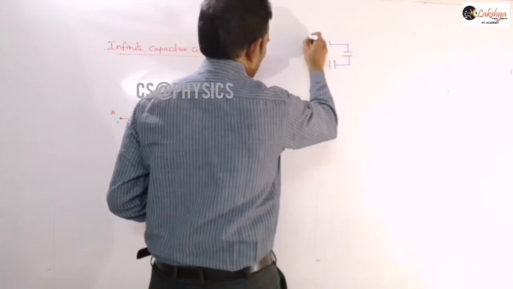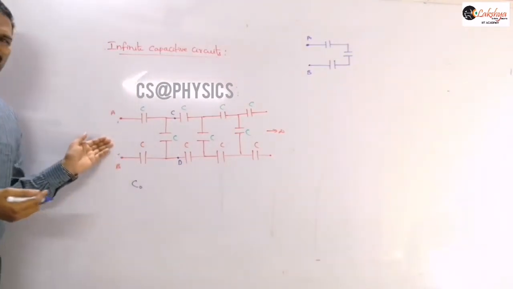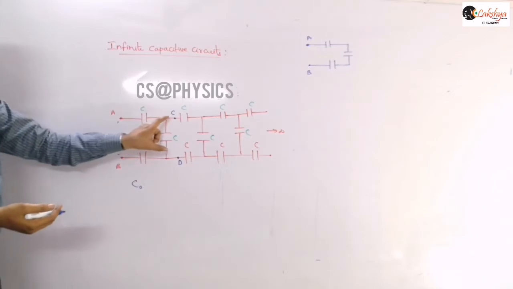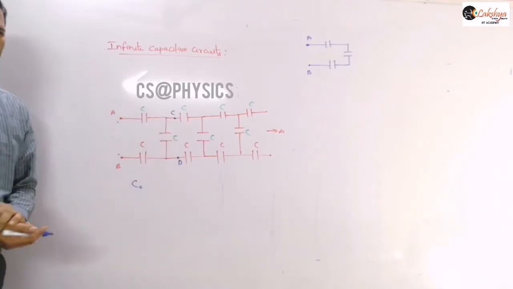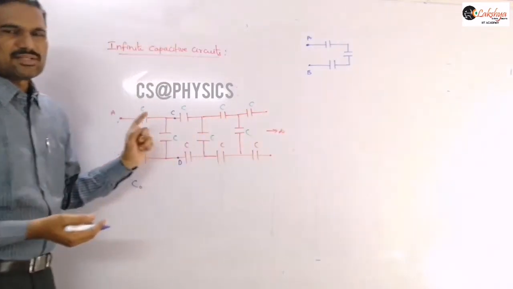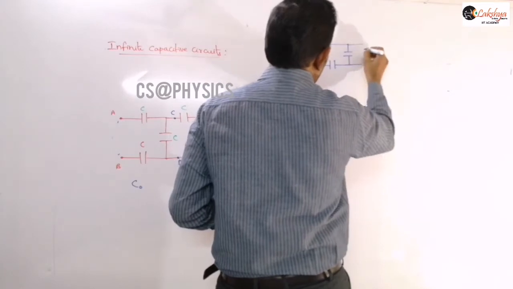So this is our AB part that we are removing here. If you assume the effective capacitance between A and B as C naught, then here also you will get the effective capacitance as C naught only. So now we are again replacing this total infinite series by that C naught, and that C naught value we need to connect here.